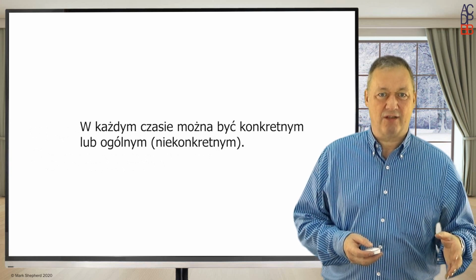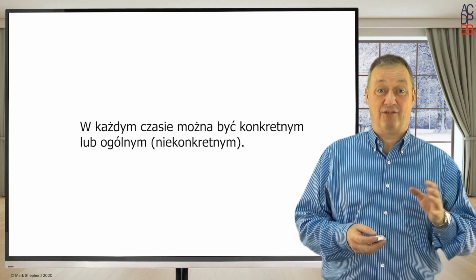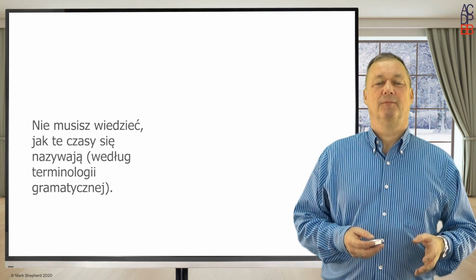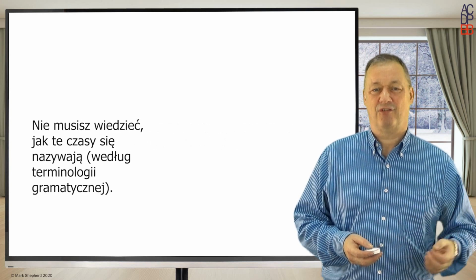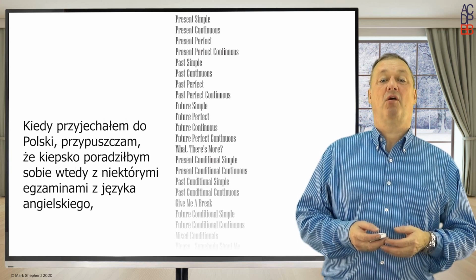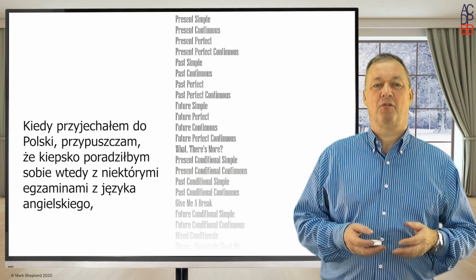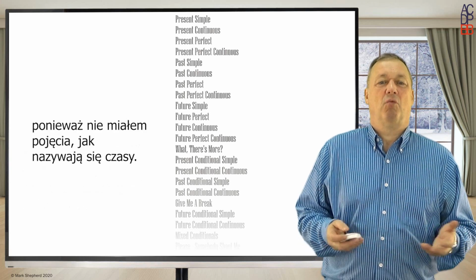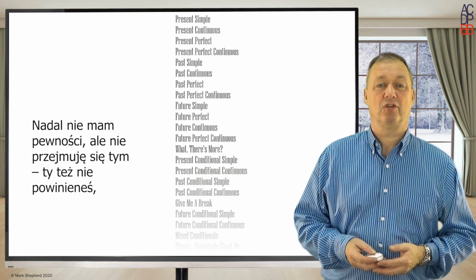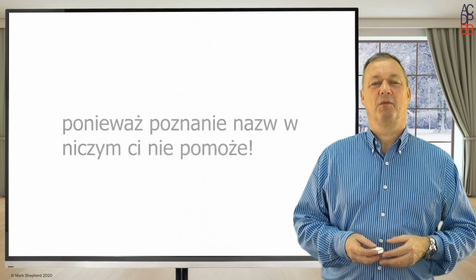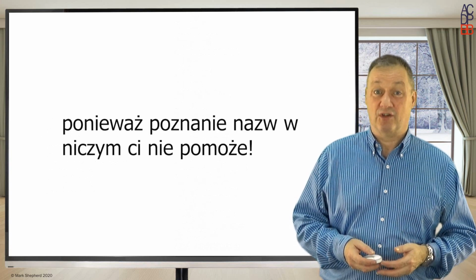In each tense, it is possible to be exact and general, non-exact. You don't really need to know what these tenses are called, as in their grammatical names. When I came to Poland, I would probably have done badly in some English exams because I had no idea what the tenses are called. And I'm still not sure. I don't care. And neither should you. Because knowing what they're called doesn't help you.